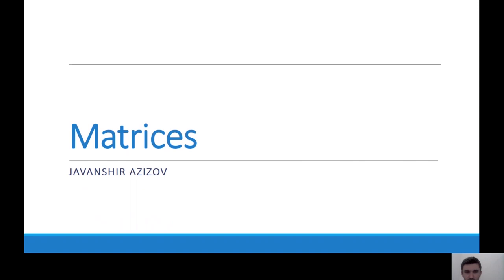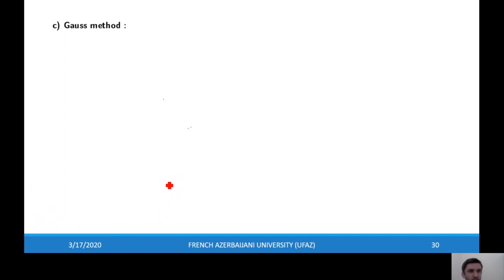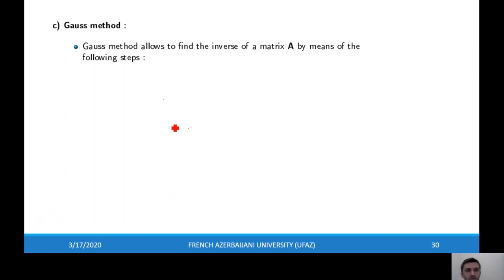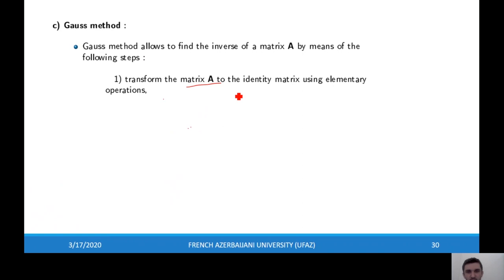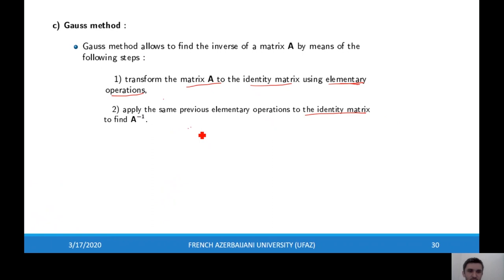Hello guys, today I am going to talk about Gauss method. Gauss method allows us to find the inverse of A by means of the following steps. First, we transform the matrix A to the identity matrix using the elementary operations. And then we apply these operations to the identity matrix to obtain the inverse of A.